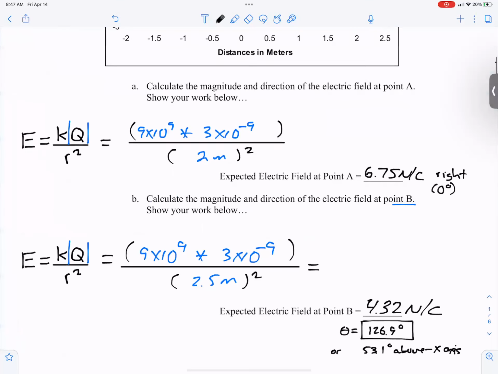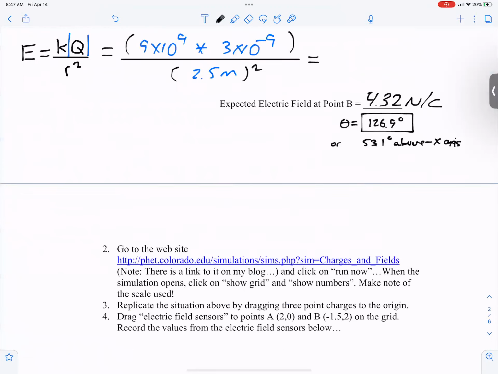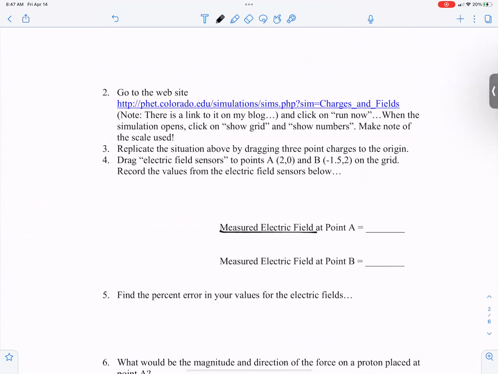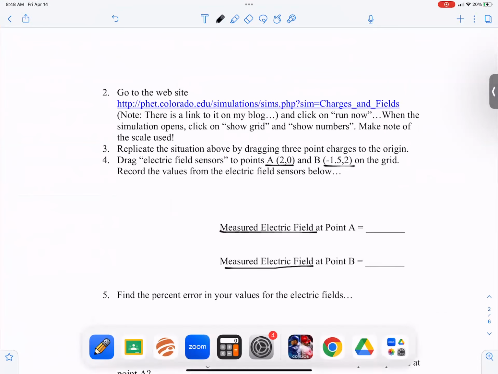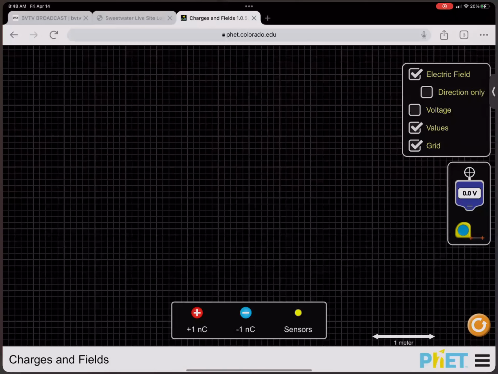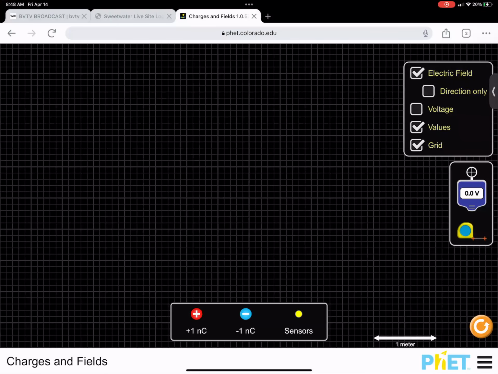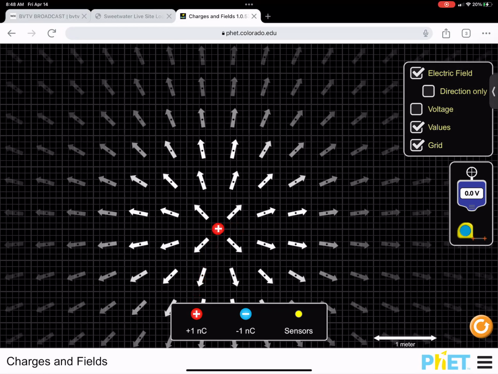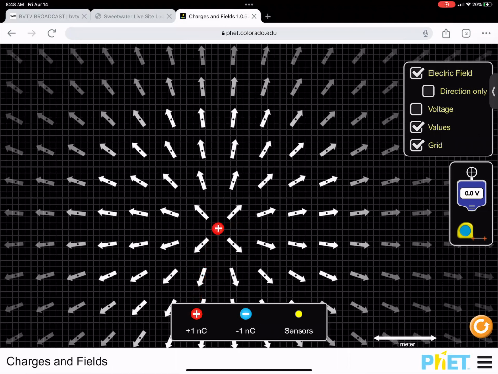So let's take a look at the actual app and verify some of this. We're going to get a measured electric field at point A and B by placing an electric field sensor at that point and at that point. First thing I'm going to do is create the charge at the origin. I'll make the origin right here. All right, so I need to stack 3 of these charges on top. 1, 2, 3, just like that.